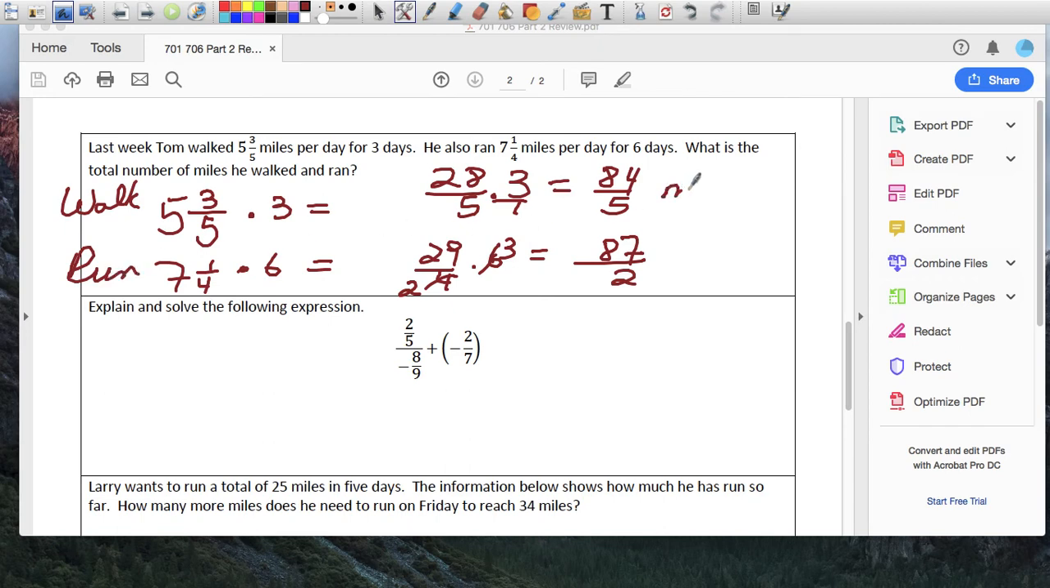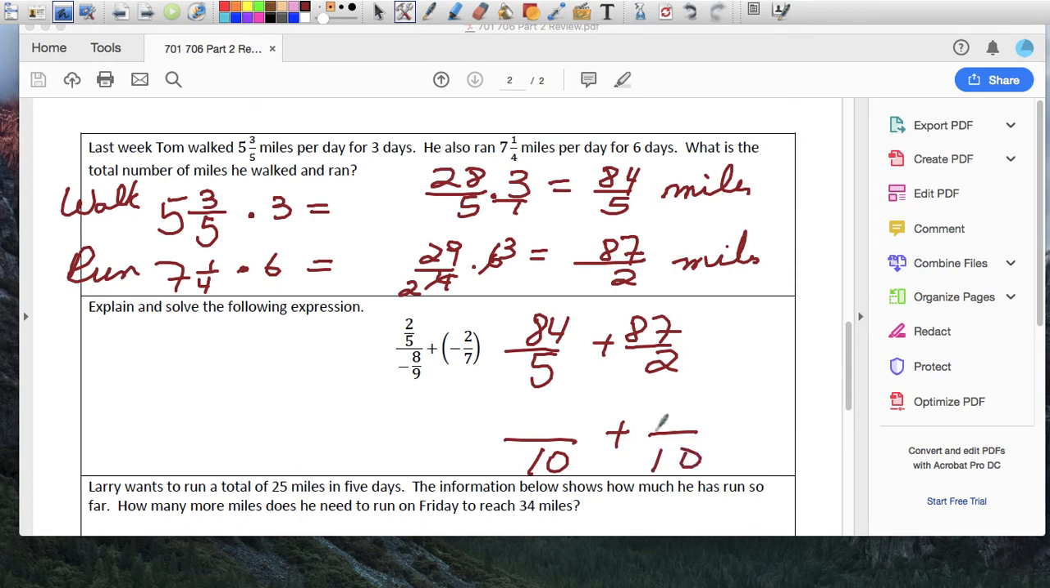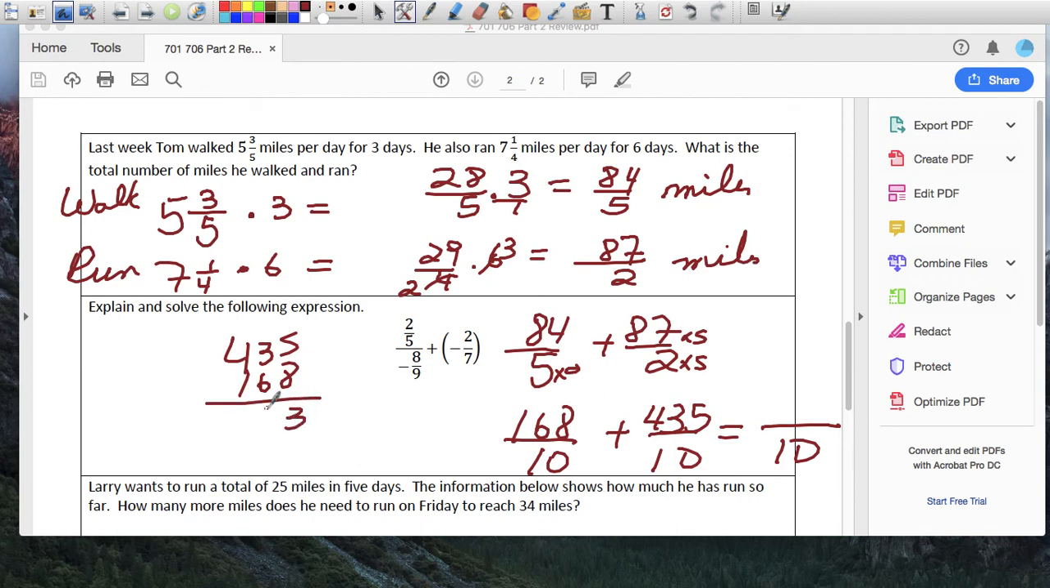All right, so miles, and again miles here. So we've got to combine; I'm going to add these to find the total number of miles he ran and walked. So it's 54 over 5 plus 87 over 2. LCM is 10. So this is times 2, so on top is times 2, and this is times 5, and times 5 on top. Then it's going to be 10, 108 plus 435, which is 543 over 10.